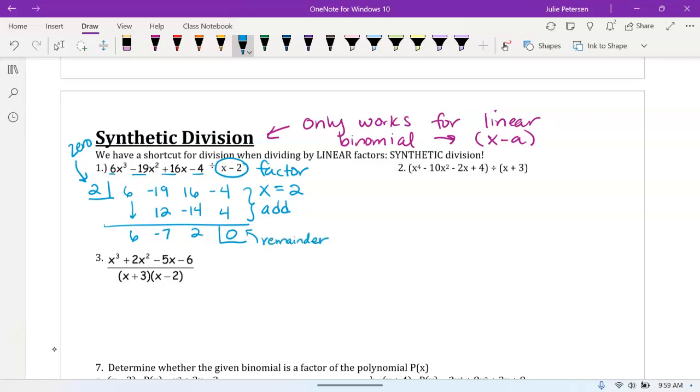And so you can see here, this is just like the problem that we did on the front. We did it long division style, but this is a lot faster. And we can see that the remainder is 0, so yes, it's a factor.